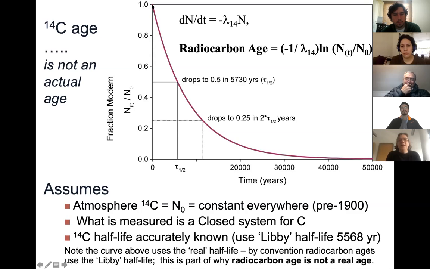The easiest way to think of this is the exponential decline, and the half-life is just the time it takes to lose half of the atoms that you started with. So you go from a fraction modern of 1 to a fraction modern of 0.5 in 5,730 years, which is the half-life of radiocarbon. And 25% would give you 2 half-lives, or about 10,000 or 11,000 years, right? So that's the basis of radiocarbon dating.